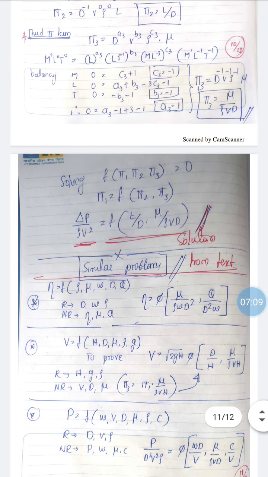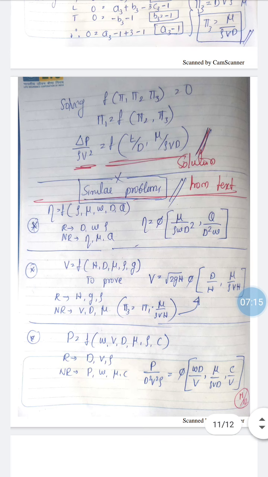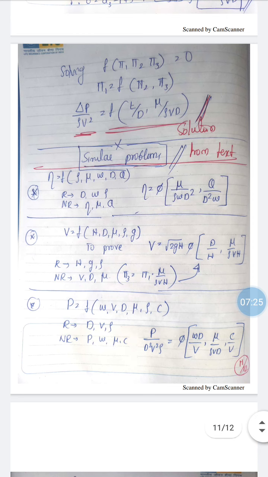Now you can write pi 1 as a function of pi 2, pi 3, or delta P is equal to rho V square into a function of L by D and mu by rho V D. Exactly the function cannot be known by using this theorem right now, but by experiments the exact function, that is delta P is equal to rho V square into L by D into mu by rho V D, can be found out. There are similar problems related to this which are already listed earlier.